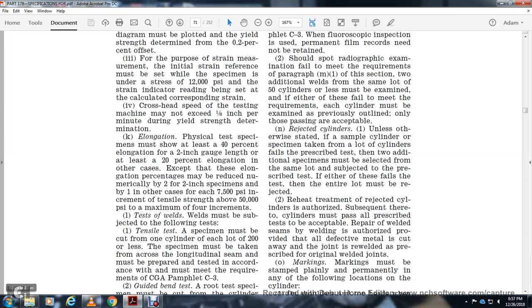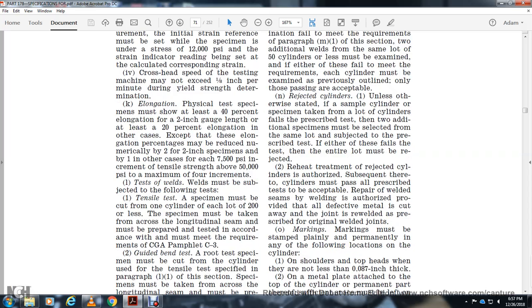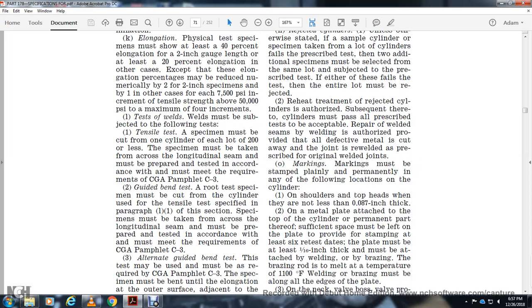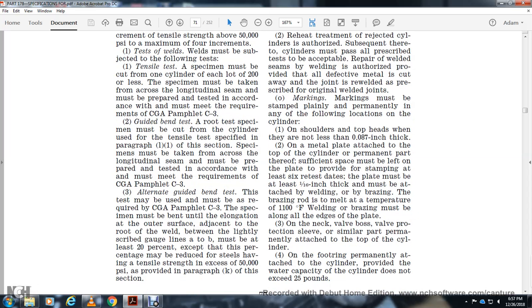The specimen must be from one cylinder, with each lot allowing 2 or less specimens to be taken with a longitudinal seam. Must be prepared and tested in accordance with it and must meet the requirements of the CGA pamphlet C3 guide. And the root test specimen must be cut from the cylinder with the tensile stress. The specimen in paragraph L1 of the section must be taken with the longitudinal seam. Must be prepared and tested in accordance with the requirements of CGA pamphlet C3. Alternative guided bend tests may be used with the requirements of CGA pamphlet C3.